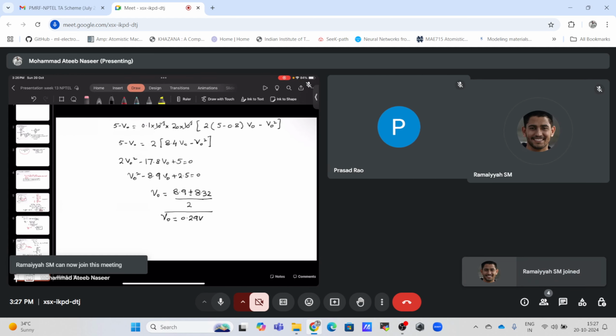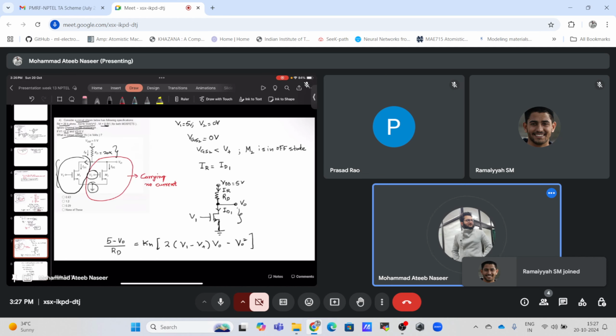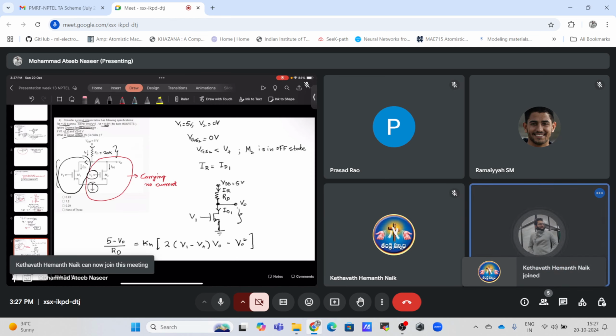Okay, so this is the value of V0 we obtained. We have obtained the value of V naught to be equal to 0.29. So option C is the correct option to go with.